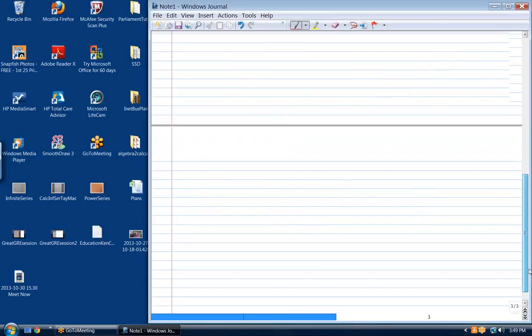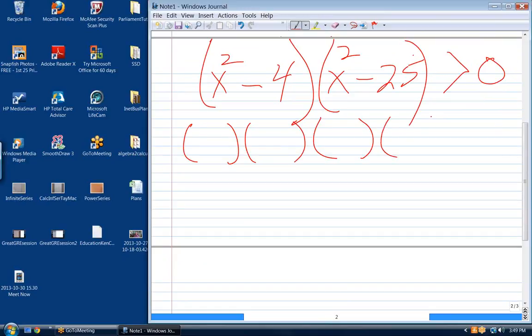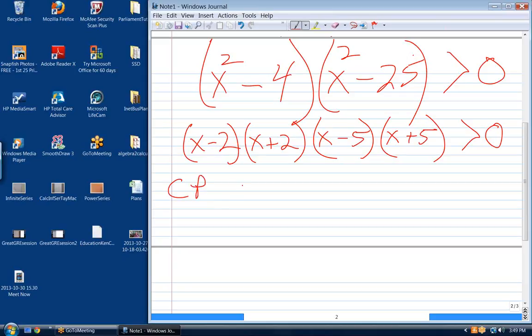And these can each be factored. Notice each one of them is a difference of perfect squares. Yeah, which is nice. What are they? Negative 2 and positive 2, and negative 5 and positive 5. So our critical points are 2, minus 2, 5, and minus 5.